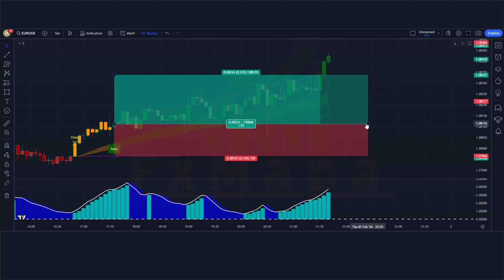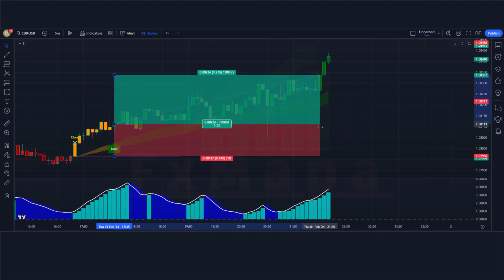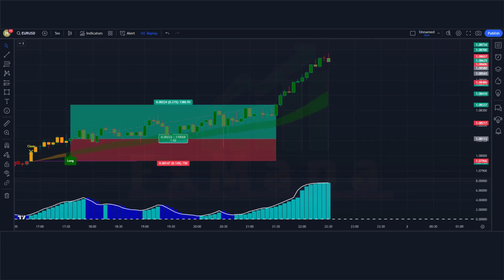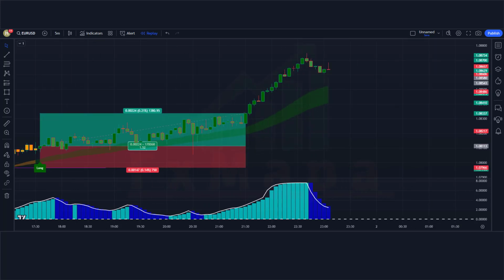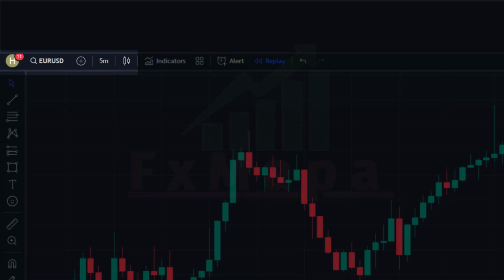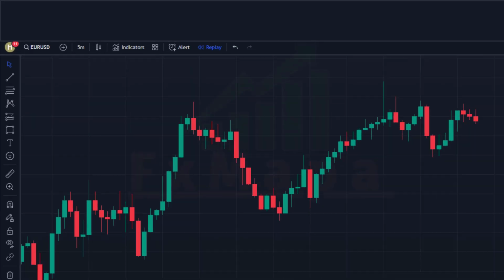The market has completely hit the target. I hope you must have understood this trading strategy. If not, then don't worry, we will see multiple trades, so that you definitely will understand. Now let's create a trading setup. We are going to test this strategy on the 5 minutes time frame in the EUR/USD chart.